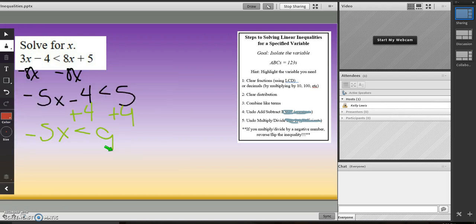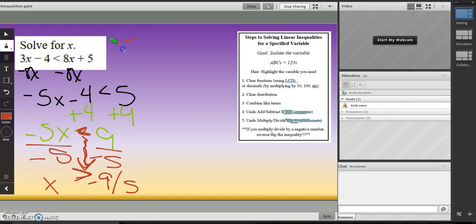Okay, now this 5 is being multiplied, this -5, so I'm going to divide. And when you divide by a negative, flip it. Flip it real good. So I'm going to flip this negative. That's what I did right here. I'm going to flip it. So I get -9/5.